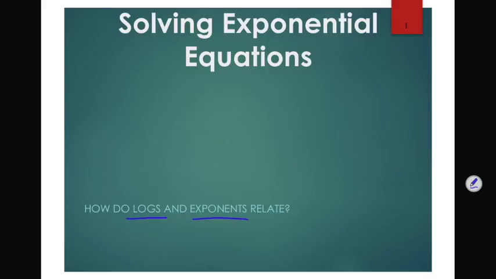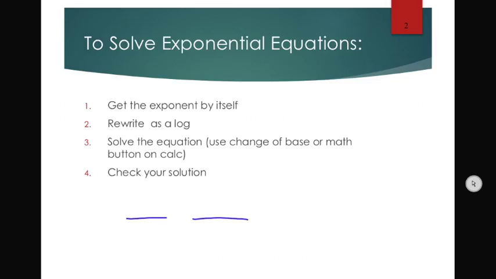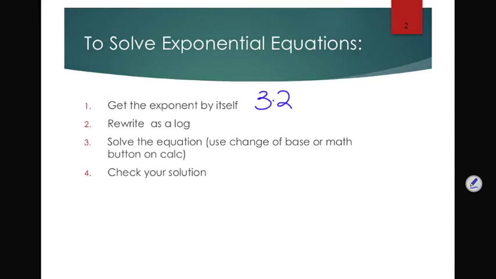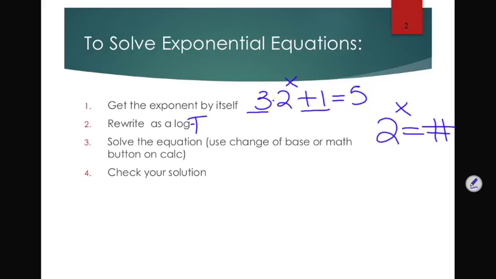So today we're focusing on getting the x out of the exponent, which is going to be using logs to get that inverse. So our steps are going to be very similar to what we had for solving logarithmic equations. The first step is going to get the exponent by itself. So for example, if I had 3 times 2 to the x plus 1 is equal to 5, I want to get rid of this plus 1. I want to get rid of this 3 so that I just have 2 to the x equals some number. So we're basically solving for whatever that exponent is.